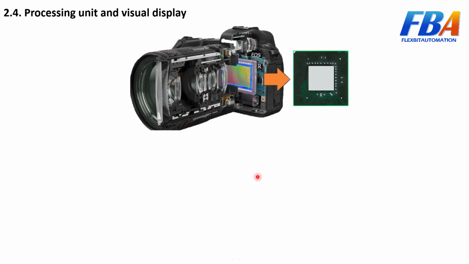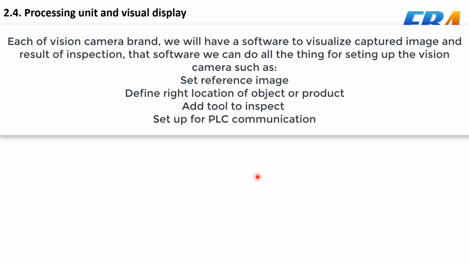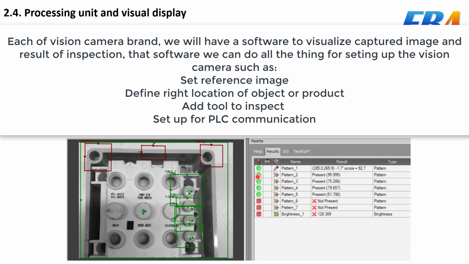Then about visual displays. For each vision camera brand, we will have software to visualize the captured image and the result of the inspection. With that software we can do the setup of the vision camera, such as setting the reference image, defining the right locations of objects or products, adding the tools to inspect, or setting up for PLC communication.